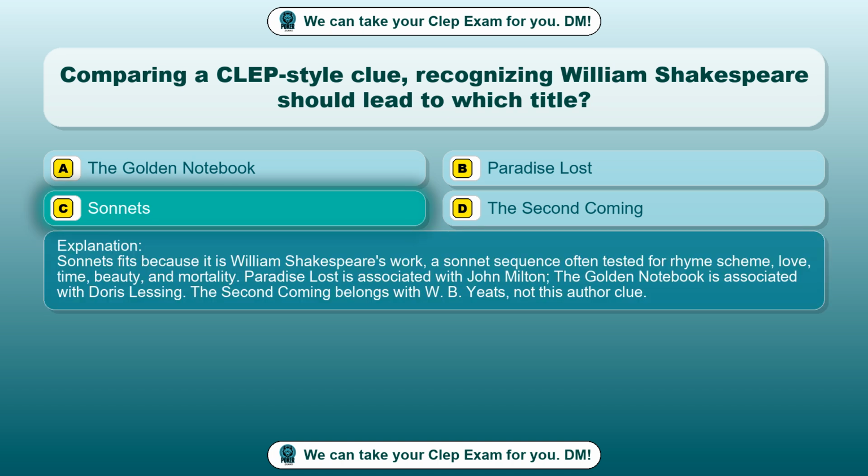Sonnets fits because it is William Shakespeare's work, a sonnet sequence often tested for rhyme scheme, love, time, beauty, and mortality. Paradise Lost is associated with John Milton. The Golden Notebook is associated with Doris Lessing. The Second Coming belongs with W. B. Yeats, not this author.